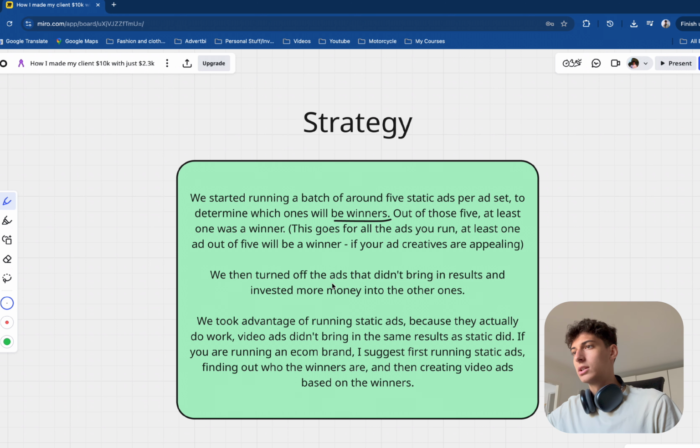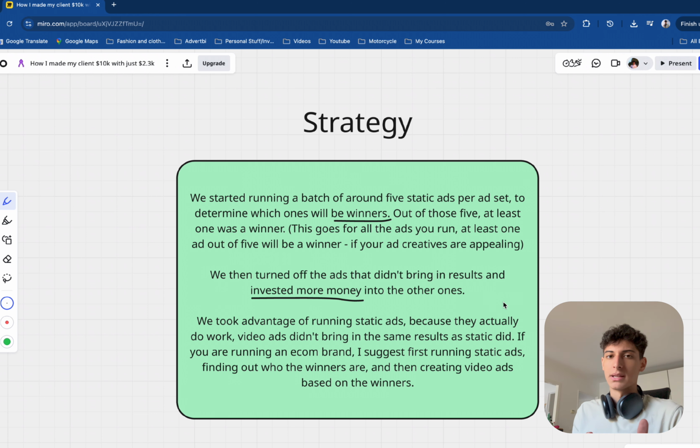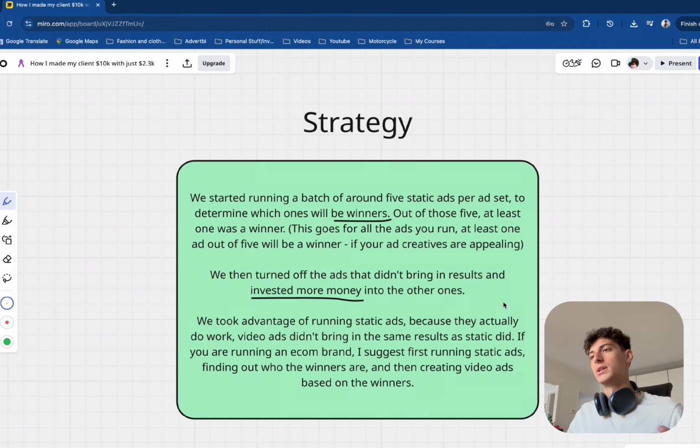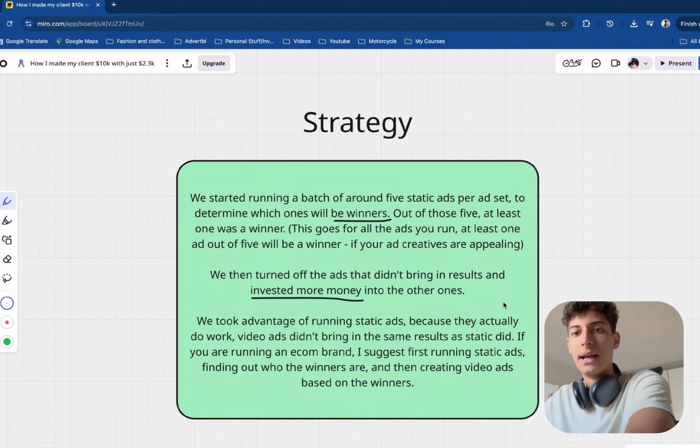So we then turned off the ads that didn't bring in results and invested more money into the other ones, the ones that are winners, basically the ones that brought us results. It's logical because obviously they're going to make you more money, they're going to bring you more sales, and you want to double down on those because they can feed your ads. They give you more money, and you can reinvest it back. You can make more ads, test more things, invest more money into these ones, and so on.